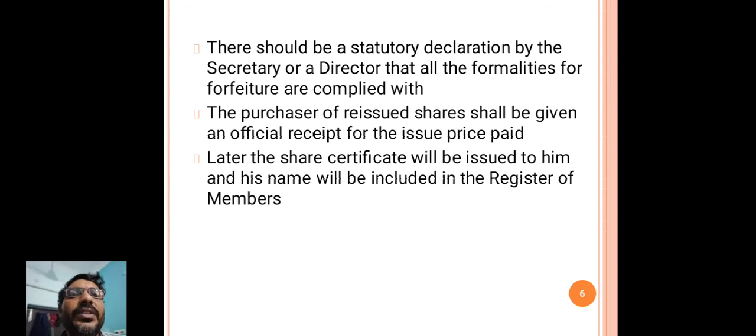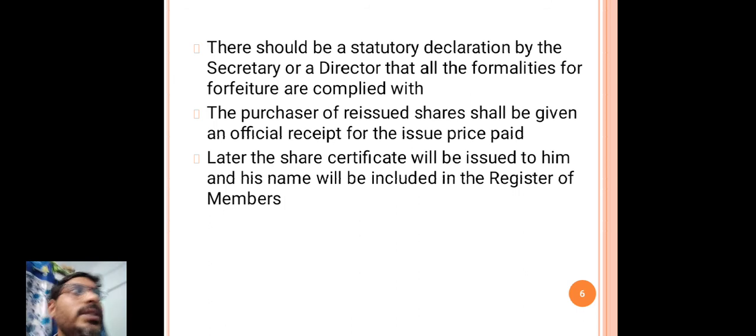The purchaser of reissued shares shall be given an official receipt for the price paid. Later the share certificate will be issued to him and his name will be included in the register of members.